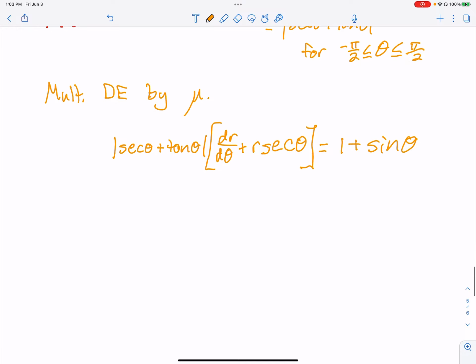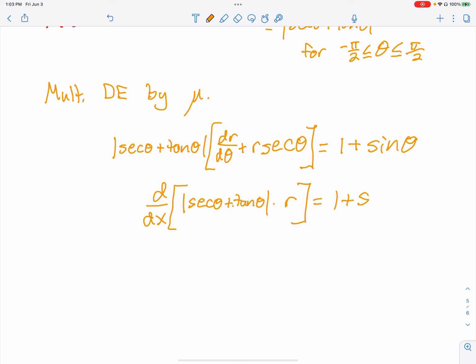Now, that's great, actually, because we are guaranteed, and we could check this and make sure it's fine, that secant theta plus tangent theta, if I do the product rule of that and r, then I get the line above. You should check that. For the sake of the video, I'm going to leave it. Now I have that set up, which is exactly what we wanted. We want to be able to take the integral of both sides because it's going to get rid of that derivative.